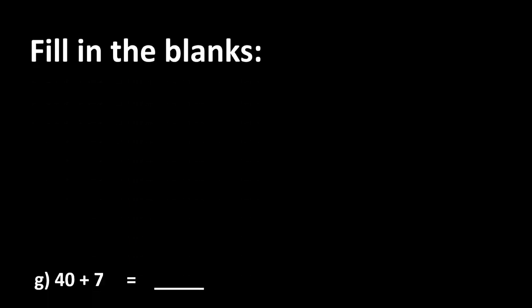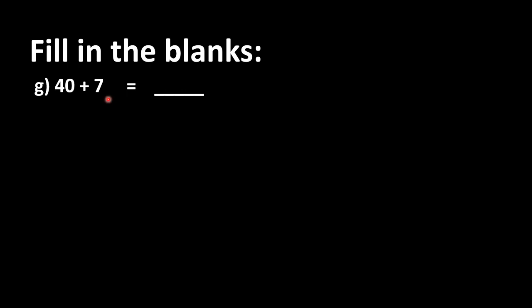Now in G part it is given 40 plus 7. So here beta we have to add 40 plus 7. So 7 is at ones place here in this, and here 0 is given. So 7 plus 0 is 7. So at ones place we have to write 7, and at tens place we have to write 4. So our answer is 47.